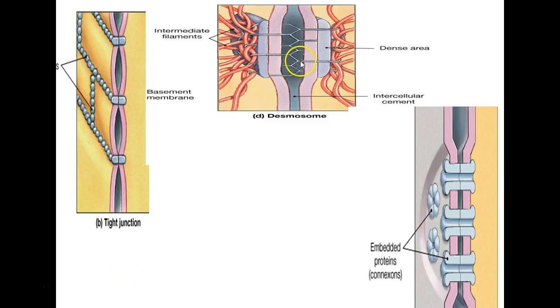Desmosomes are a lot stronger. So don't get thrown off by the name tight junction, because the desmosome is even stronger, right? Look, here are some intermediate filaments on the inside of one cell, and here are some intermediate filaments inside of another cell, and it's almost like they're stitched together by these proteins going across from one cell to another. So that's really, really strong. So it's hard to rip these apart.